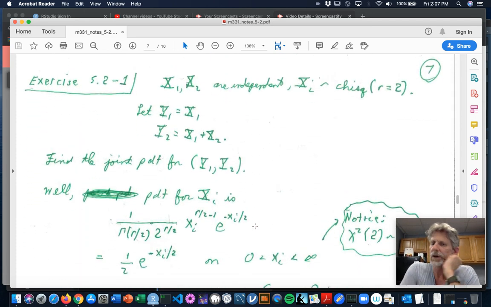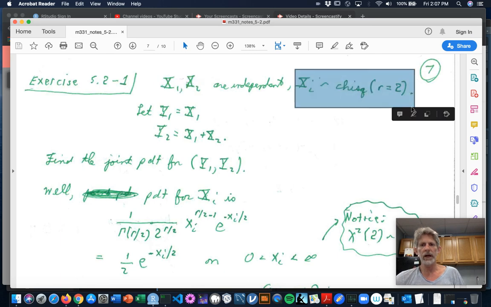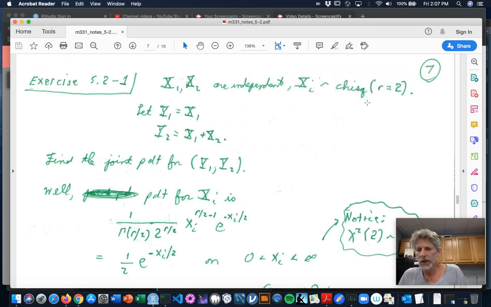I promised to do a couple more examples of transformations when you're in the bivariate situation. So, how about exercise number 1 in the section? Say that x1 and x2 are independent and they're both distributed like a chi-square random variable with r equals 2 degrees of freedom.